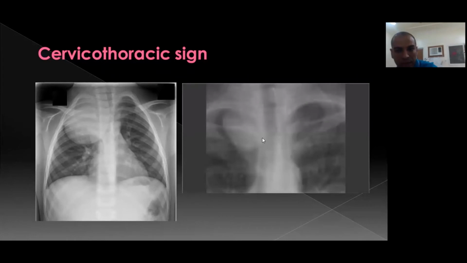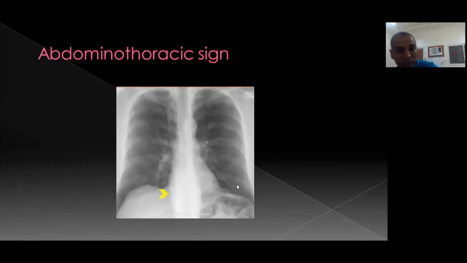This is another example here. We have a mediastinal mass extending above the right clavicle, so it's a posterior mediastinal mass. Similarly, we have here a shadow continuous below the diaphragm, so it's a posterior mediastinal mass, what we call the abdominothoracic sign. So we have two different signs also to differentiate between posterior and anterior mediastinum. Cervicothoracic sign, any mass above the clavicle, posterior mediastinum, and abdominothoracic sign, any mass below the diaphragm, it's posterior mediastinum.